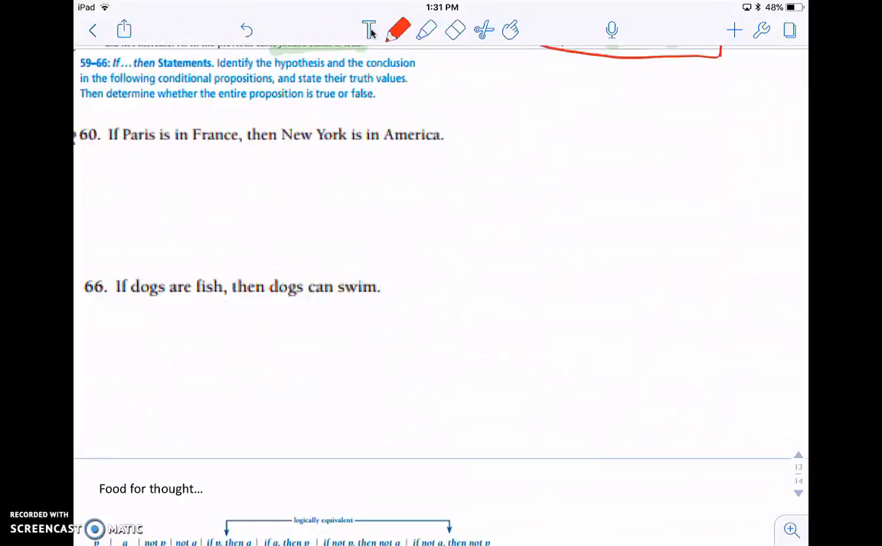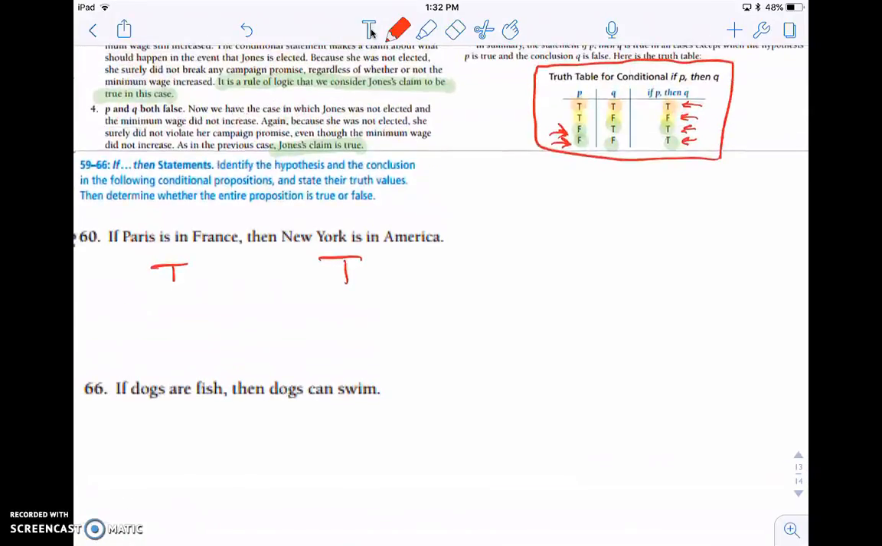Okay, so now we want to identify the hypothesis and the conclusion, and then we want to state the truth values to determine whether the entire proposition is true or false. So if Paris is in France, that's true. Then New York is in America, that's true. So again, in our truth table, that would fall under the first category here. True and true implies truth. So we'll say true here.